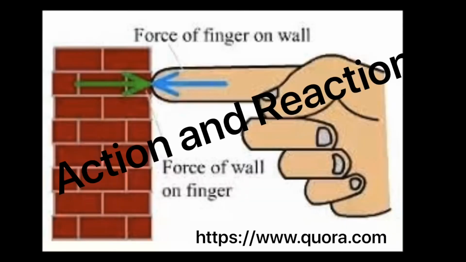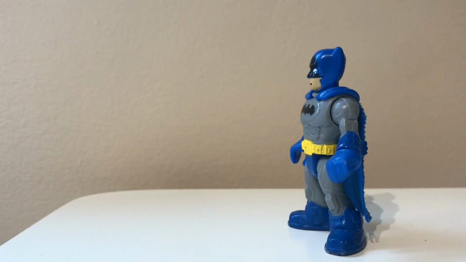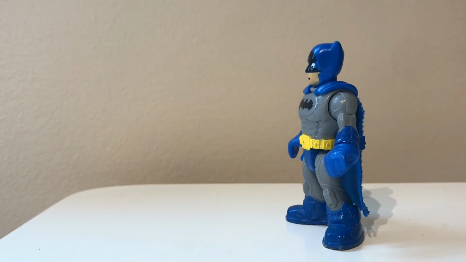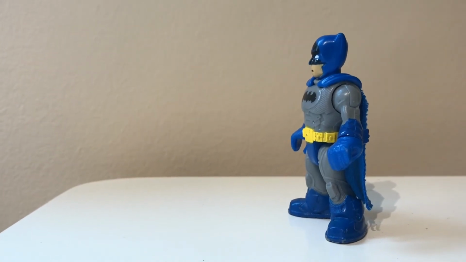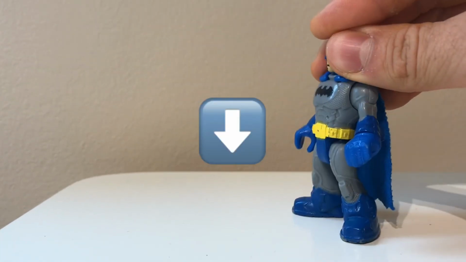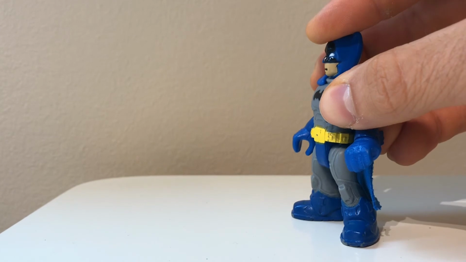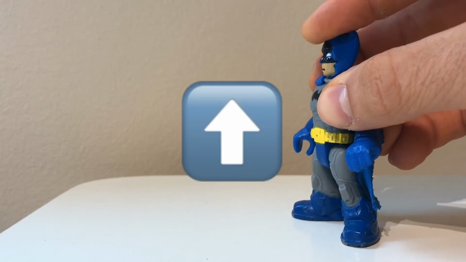The third law is also known as the action-reaction law. It is because if an object A, in this case the finger, exerts a force on object B, the wall, object B will exert an equal and opposite force back on A. In our example, an action-reaction force could be when Batman is trying to jump. When he's trying to jump, he applies a force that's downward onto the ground. But the downward force will cause there to be an upward force due to the ground, which will cause Batman to jump up.